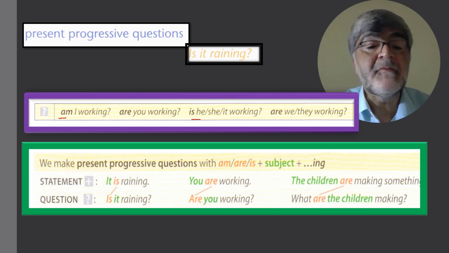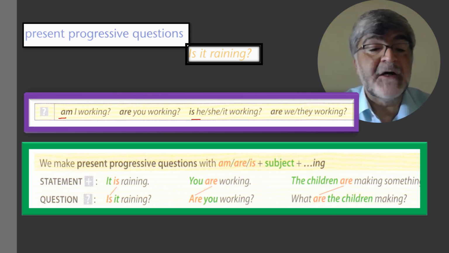Now, it is positive: it is raining. You see that it's in a different color. Then when you want to make a question, you can say, is it raining? Just it is, is it; you are, are you. You are working, are you working?